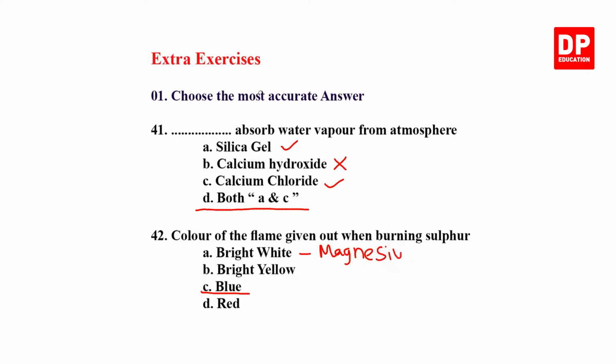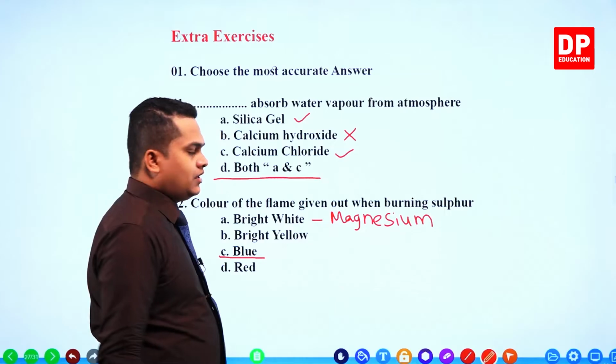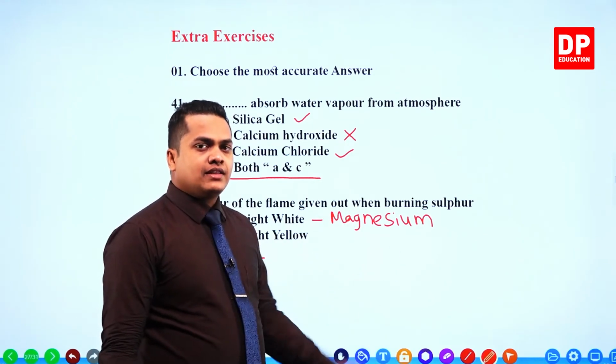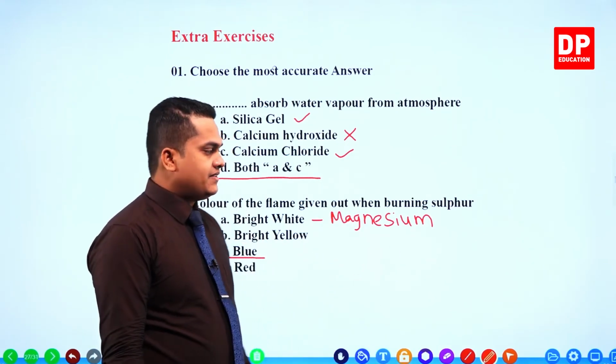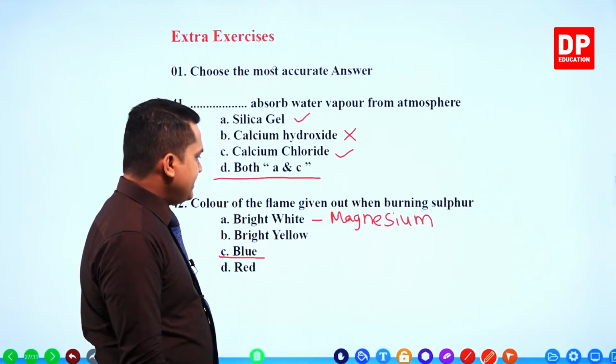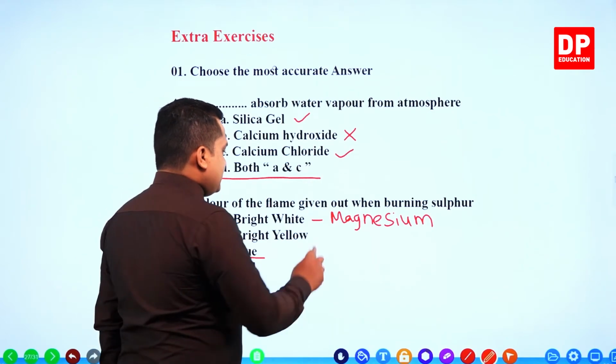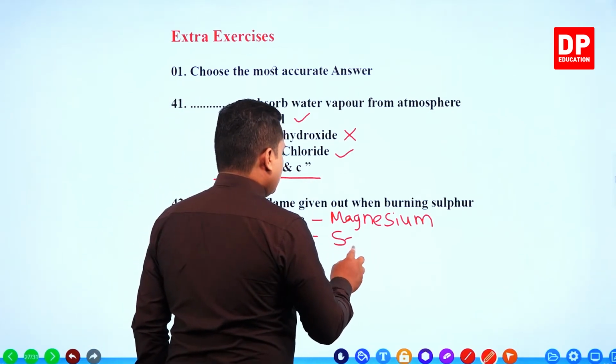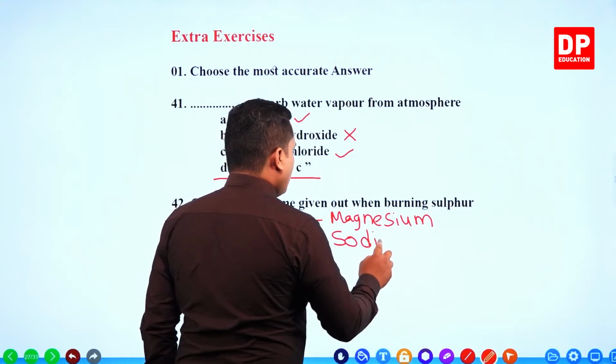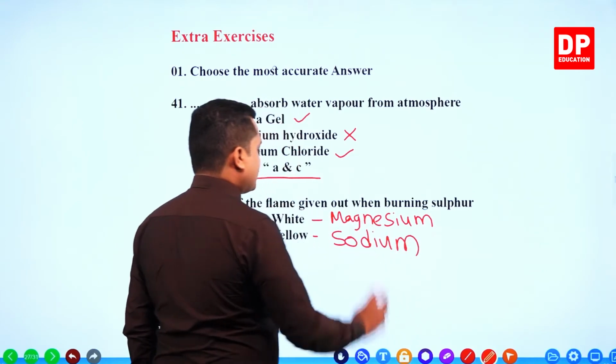Bright white is given by magnesium, right? We did this experiment at the lab as well. Bright white is given by magnesium. Bright yellow is given by a metal called sodium.